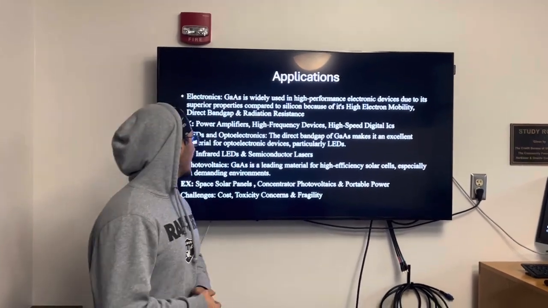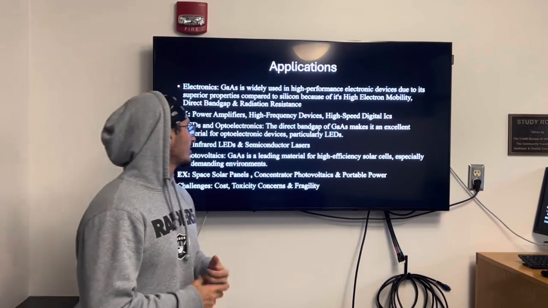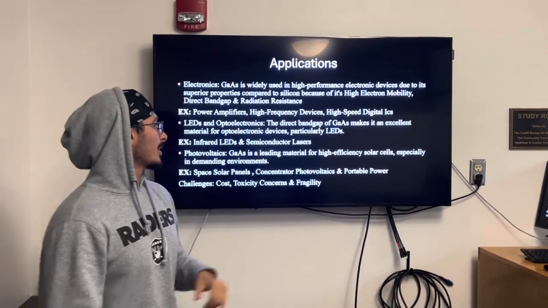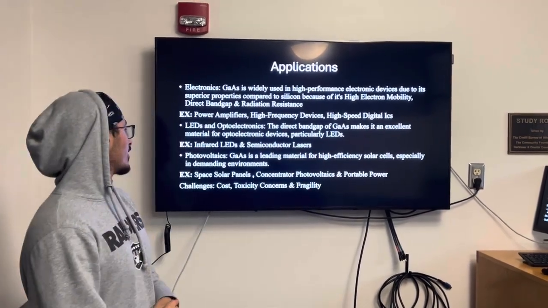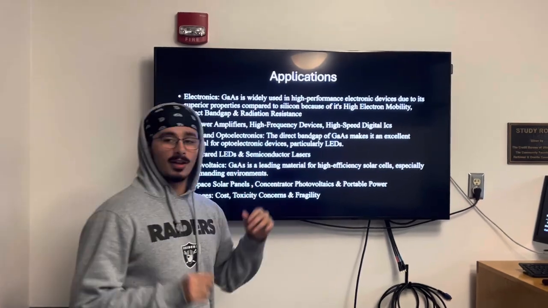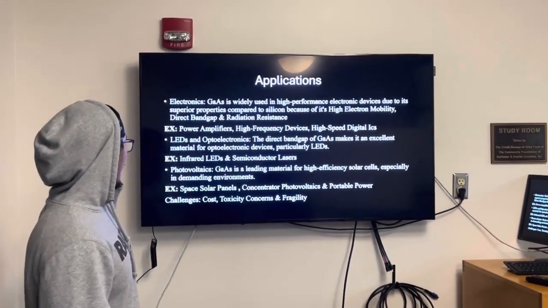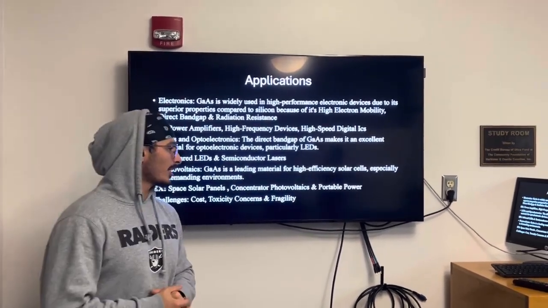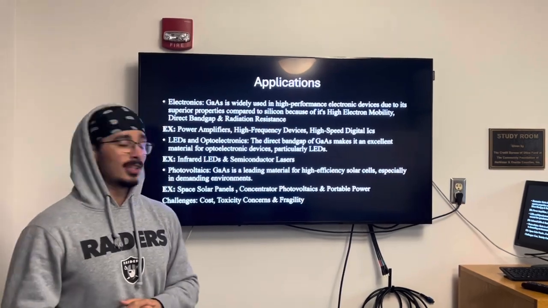For LEDs and optoelectronics, the direct band gap of our semiconductor makes it an excellent material for these devices, especially LEDs. And examples of this are infrared LEDs and semiconductor lasers.